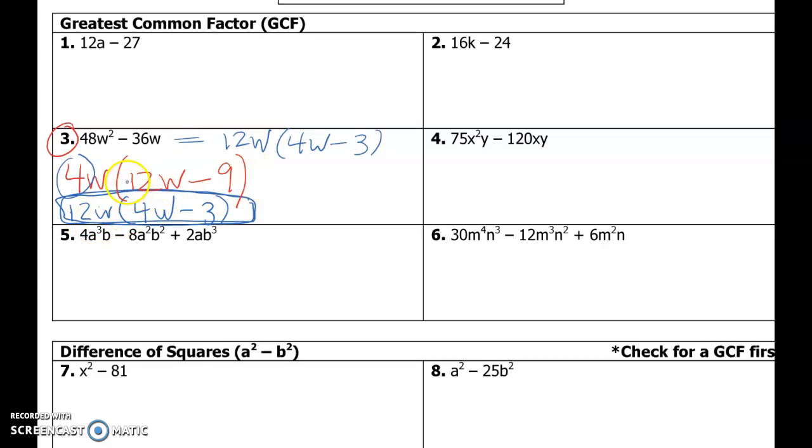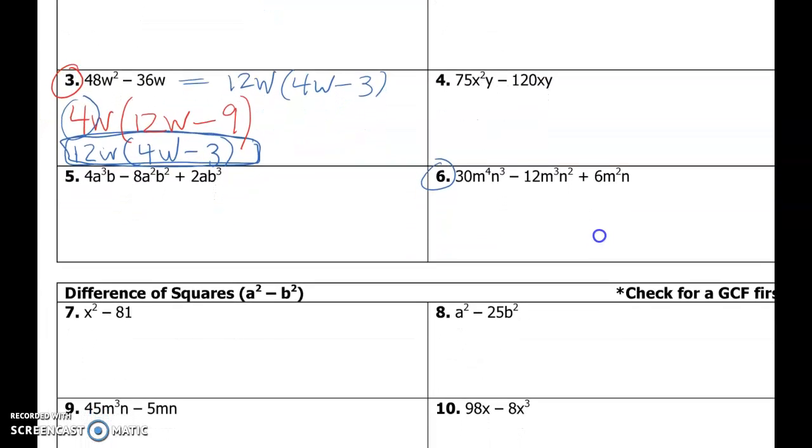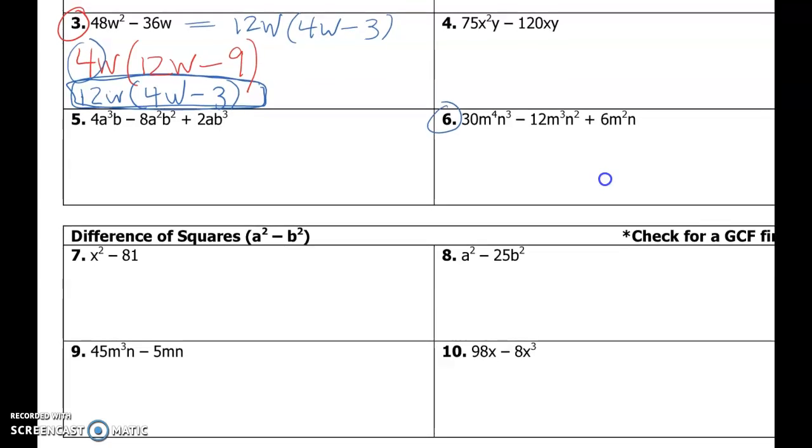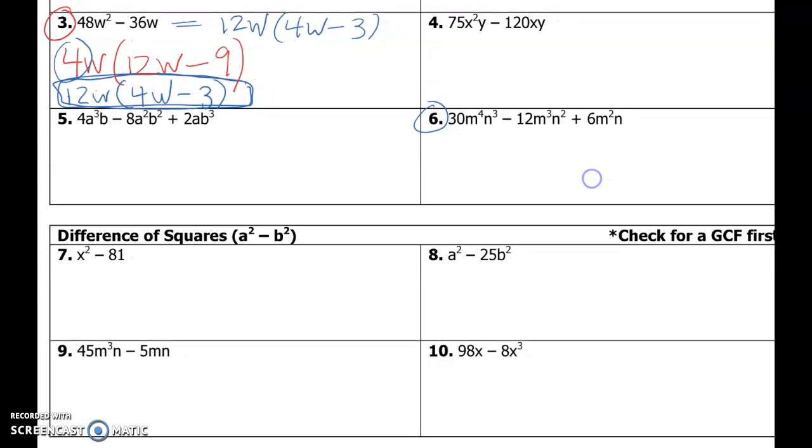So once you factor something out, if you see that there's something still in common, you want to then take that out as well, because you want to find the greatest common factor, not just a common factor, but the greatest. So if I did question number 6 now, I would be looking for what goes into both of those.